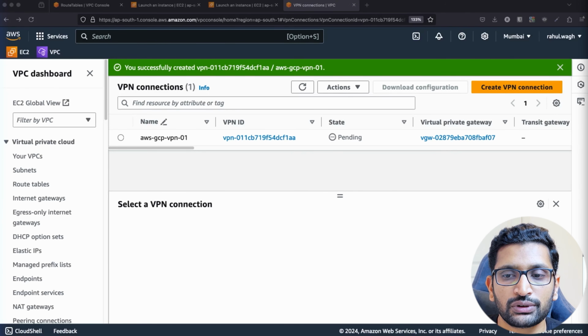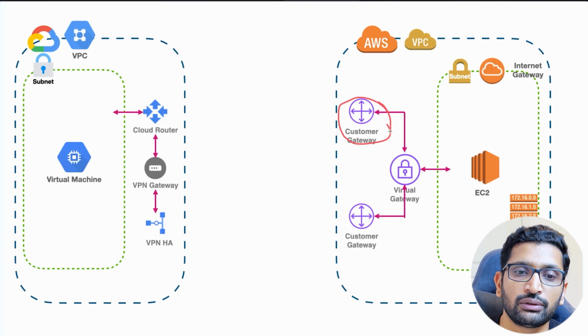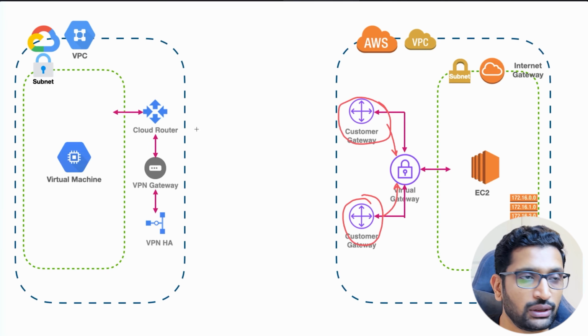Okay, so this first VPN connection is getting created. So if you take a look at the diagram over here, we have created one VPN connection for this customer gateway, which is using this one. Okay, now we need to create one more VPN connection with this customer gateway, which will again use the same virtual private gateway.